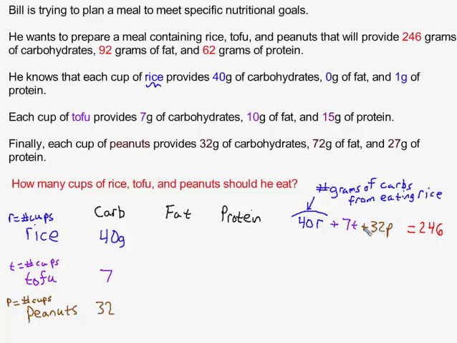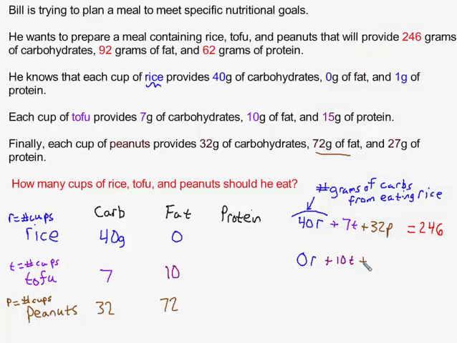Adding together the amount of carbs he gets from eating each of the three food sources has to add up to be 246 grams. Now we can just repeat using the information for the fat and the protein. The rice gives 0 grams of fat, tofu gives 10 grams of fat, and the peanuts give 72 grams of fat. Doing what we did before, except now this will represent the number of grams of fat each food source provides. We have that rice gives 0 grams per cup times r cups. Tofu gives 10 grams of fat per cup times the number of cups that he eats, which is t.